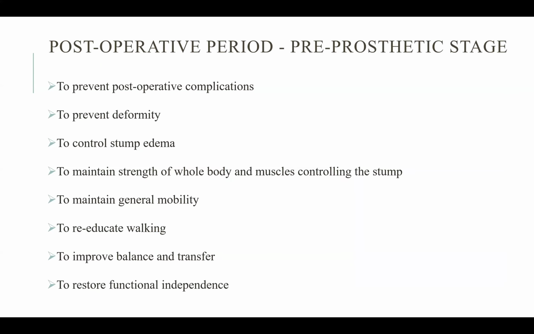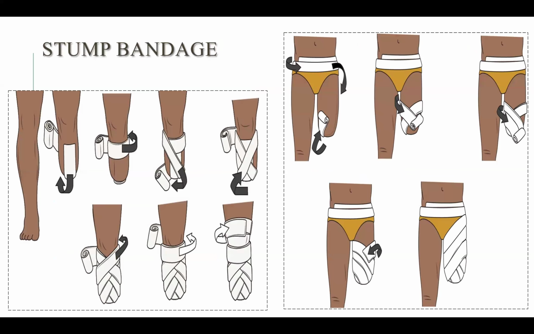Postoperatively, it is divided into pre-prosthetic and post-prosthetic. In pre-prosthetic, we'll be taking care to prevent postoperative complications, to prevent deformity, to control stump edema, and to maintain general mobility, to re-educate about walking, to improve balance and transfer of the patient. These are all done by stump bandage, and this is the method of stump bandage for the below-knee amputation. Here it is for above-knee amputation.